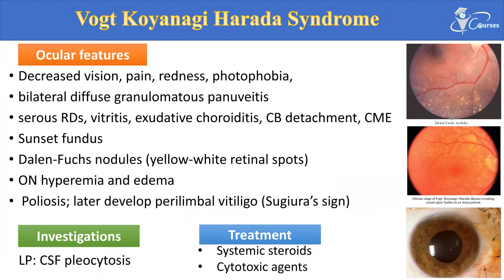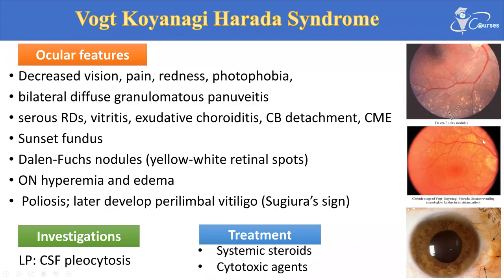Regarding the ocular features, those patients will have decreased vision, pain, redness, and photophobia from anterior uveitis. Also, they will have bilateral diffuse granulomatous panuveitis with serous retinal detachment, vitritis, exudative choroiditis, ciliary body detachment, and cystoid macular edema. They will also have a characteristic feature called the sunset fundus.